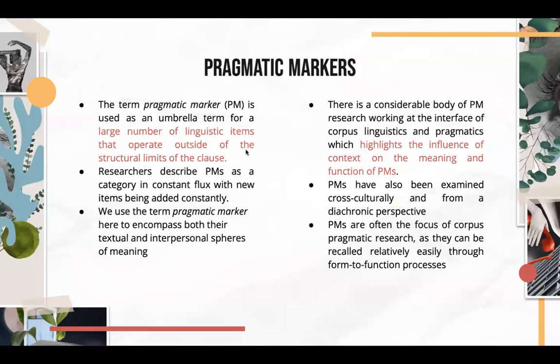So the term pragmatic marker, PM, is used as an umbrella term for a large number of linguistic items that operate outside of the structural limits of the clause. Researchers describe PMs as a category in constant flux, with new items being added constantly. We use the term pragmatic markers here to encompass both their textual and interpersonal spheres of meaning.